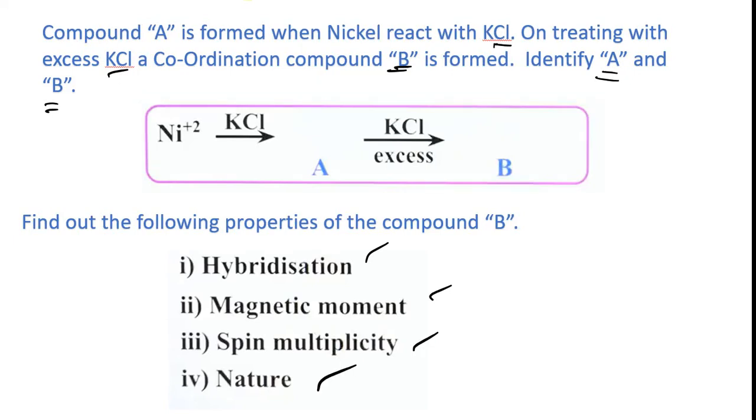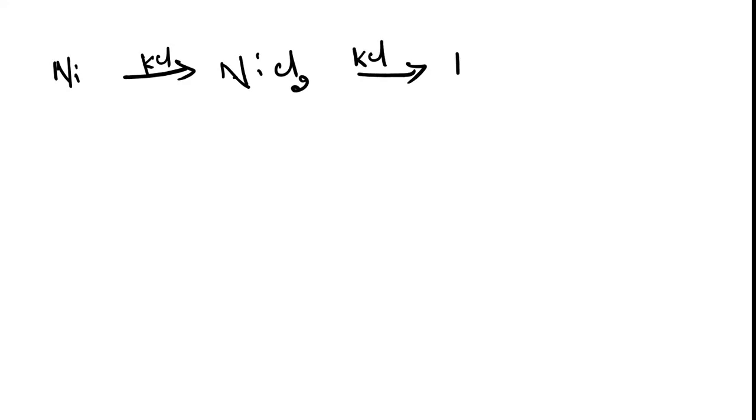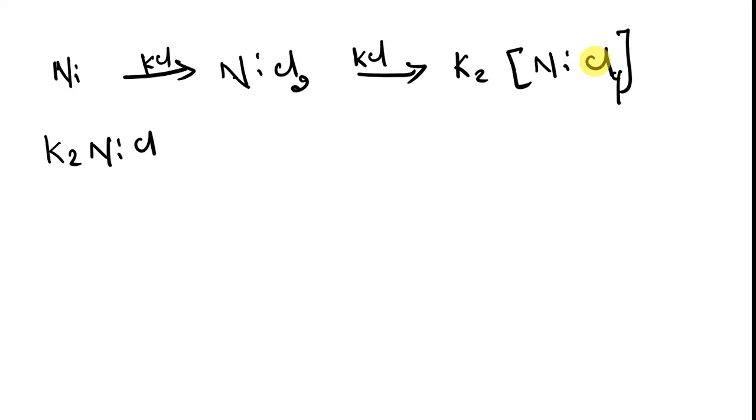Shall we work it out? Nickel, when treated with KCl, gives NiCl2. When treated with excess KCl, it gives K2NiCl4. So this is the compound, K2NiCl4.